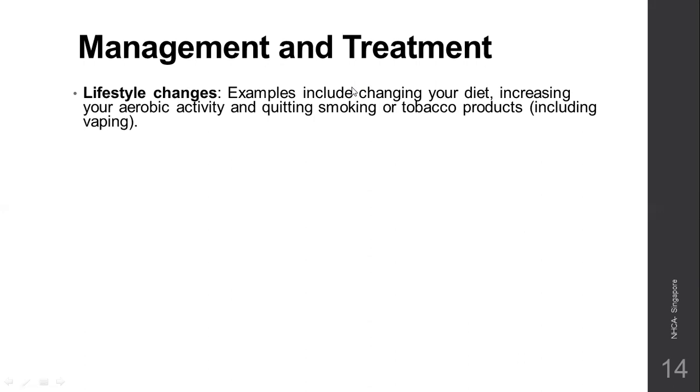Increase your aerobic activity, at least 30 to 40 minutes of physical activity like brisk walking, that is more than enough. Quit smoking tobacco products, including vaping. Again, as I mentioned, it's a kind of smoking. The way you smoke or the way you use a hookah, vaping is also done in the same way.